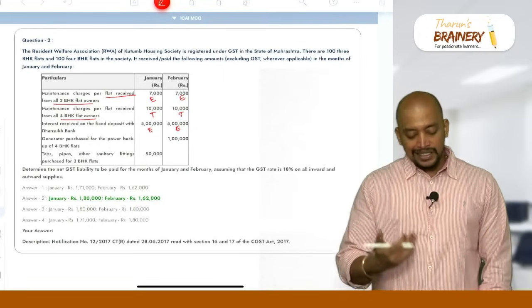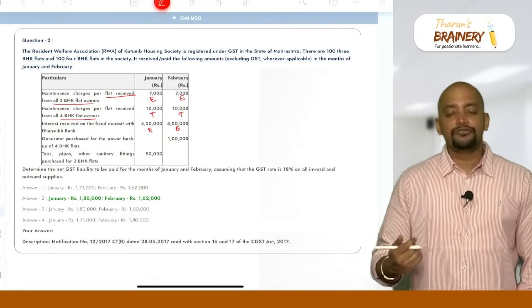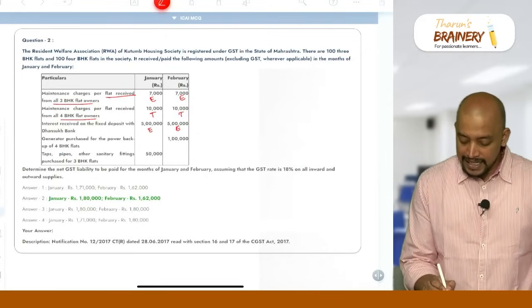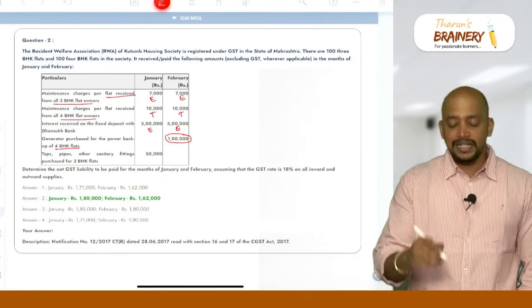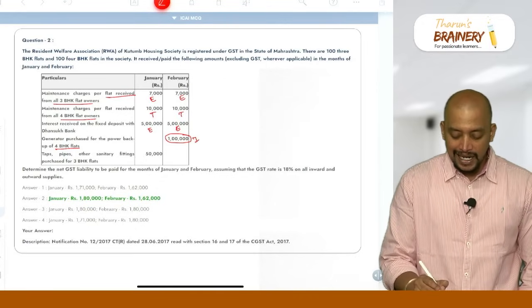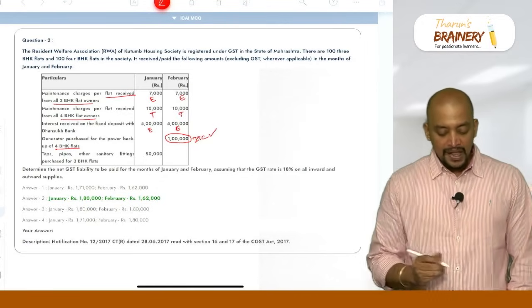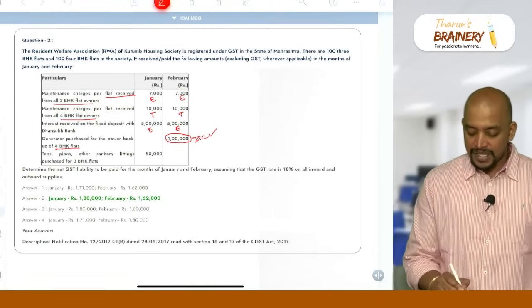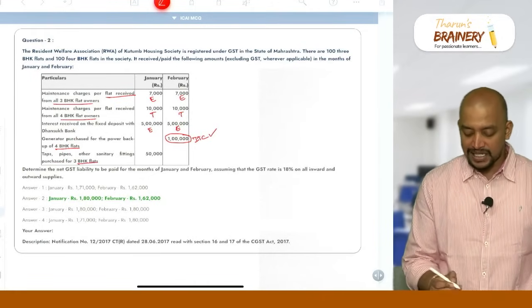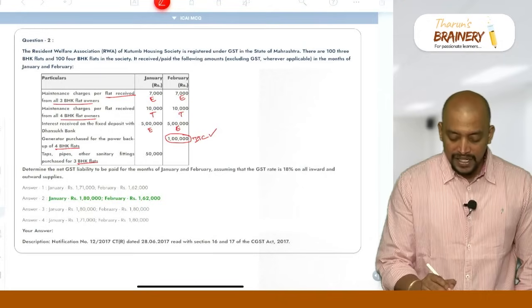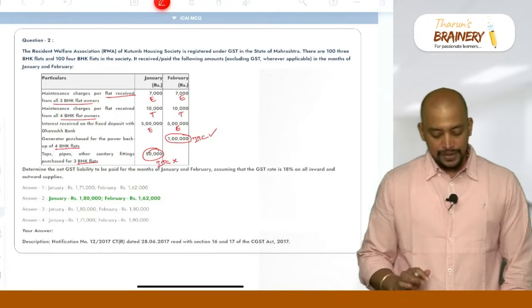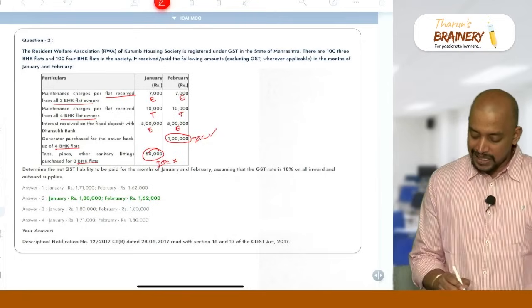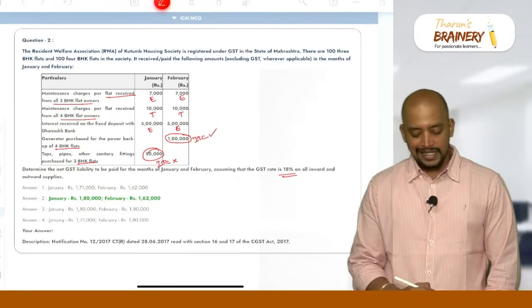Now, generator purchased for the power backup of 4 BHK flats. Can they take ITC? Yes, they can take ITC on this 1 lakh because the 4 BHK flats' outward supply, that is maintenance charges, is taxable. Whereas, next one, taps, pipes and other sanitary fittings purchased for 3 BHK flats. As the 3 BHK flats' outward supply is exempted, they cannot take ITC with respect to this 50,000. And determine the GST liability assuming the rate of GST as 18%.